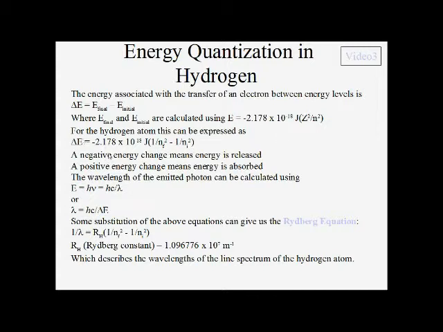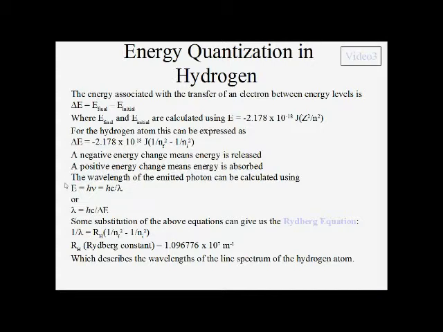In this equation, we're doing final minus initial, so the sign can change here. If we have a negative energy, it means we're releasing energy. It's exothermic; the energy is dropping down to a lower level. Positive energy means that we're absorbing energy.